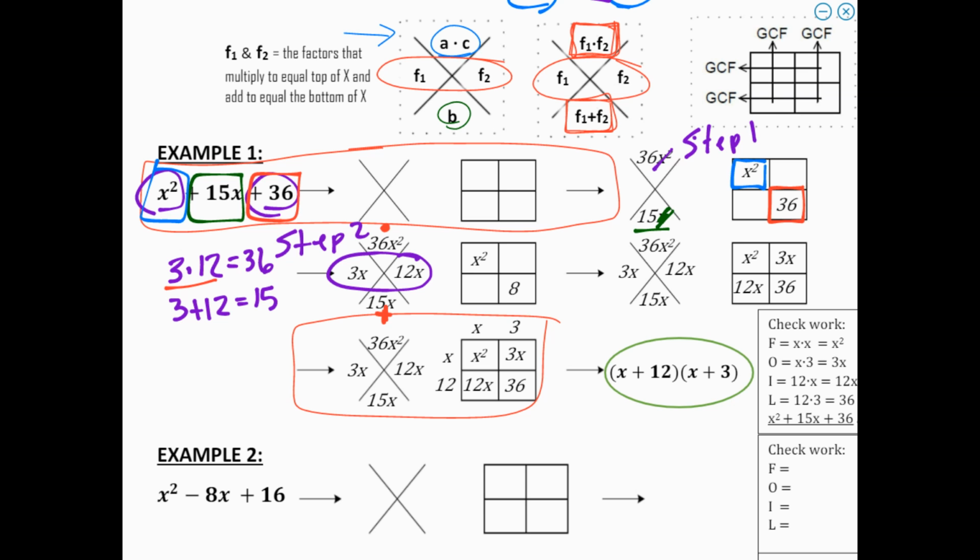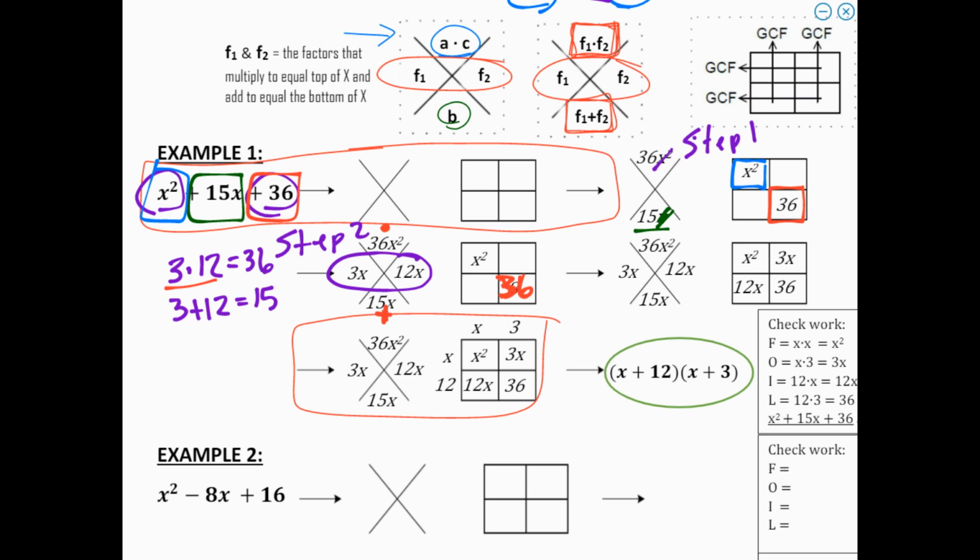Once I know what those are, and this is a typo right here. This 8 is a random 8. I have no idea where this 8 came from. So just change that box to 36. That's a random 8, that's a typo. So step 2 is figuring out what those factors were.